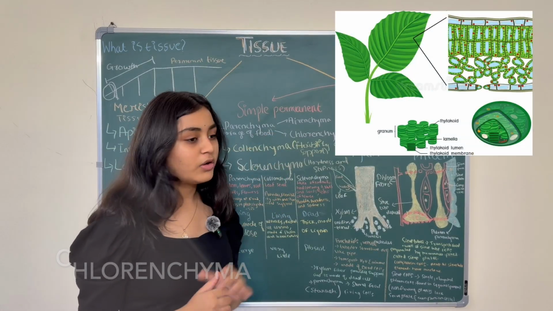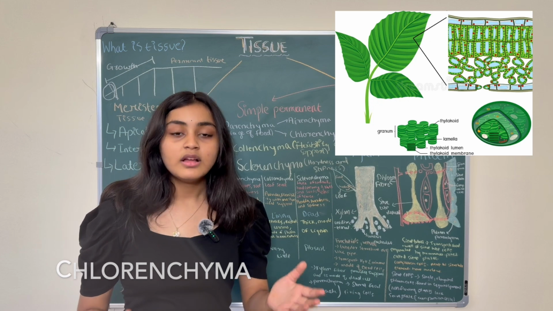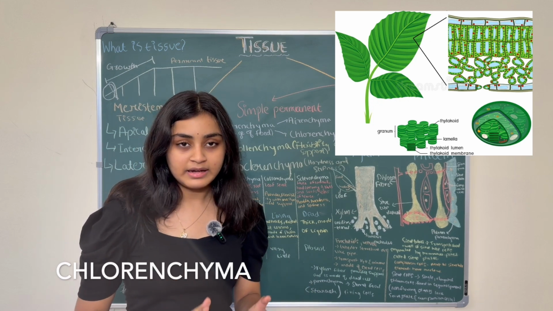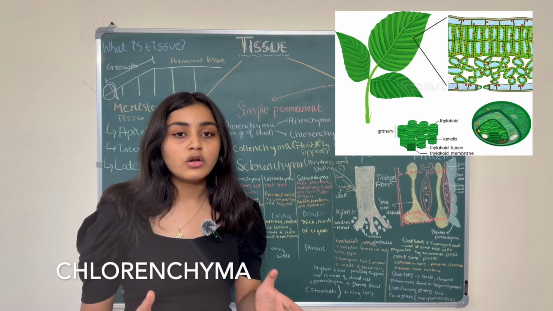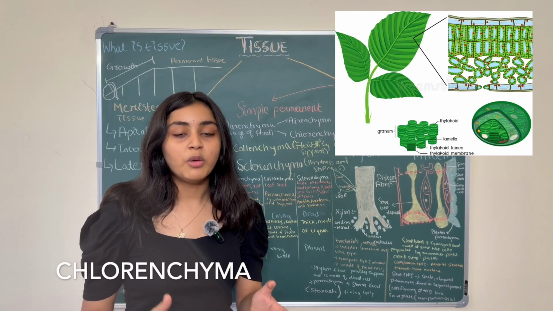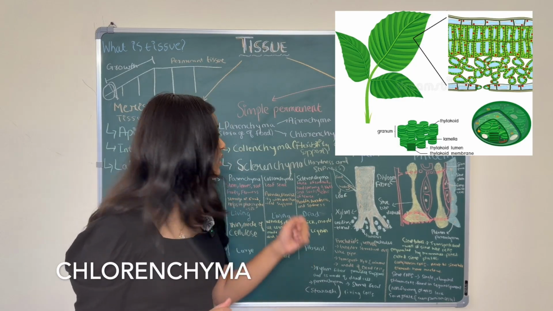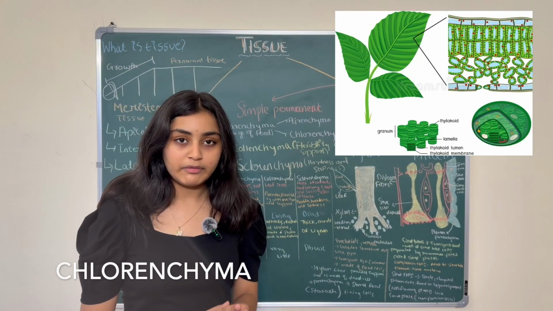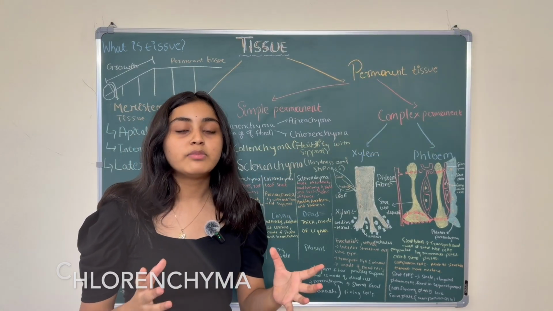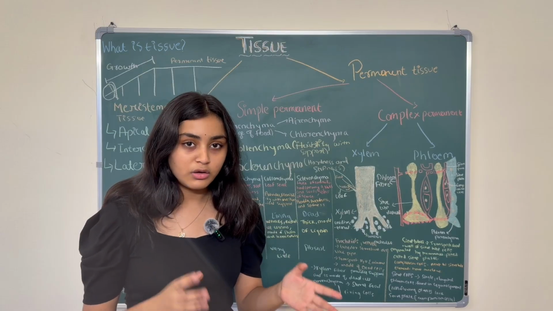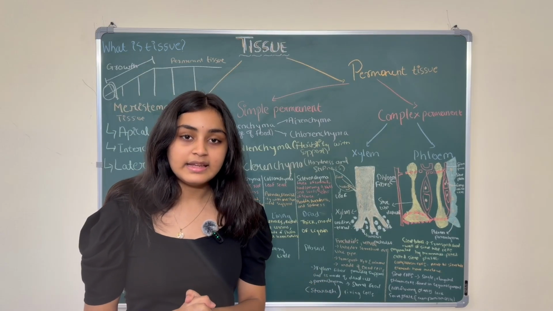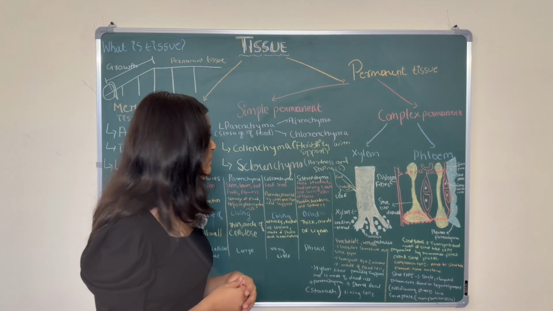Now moving on to chlorenchyma. Chlorenchyma is a type of parenchyma which contains chlorophyll and helps to perform photosynthesis. It is mostly found in leaves.